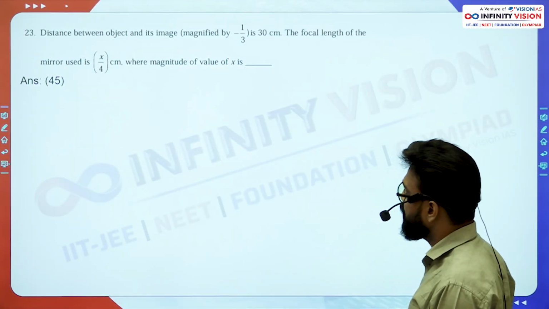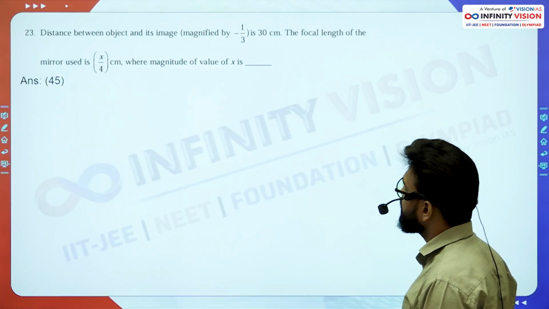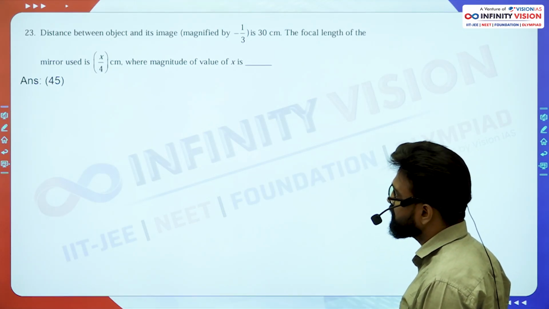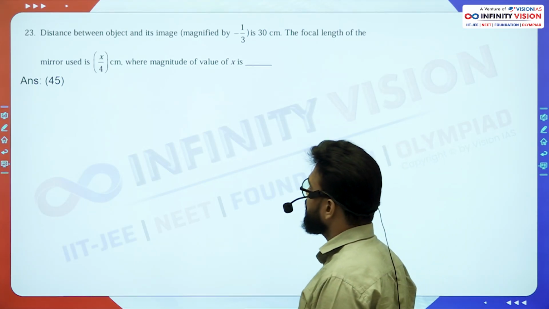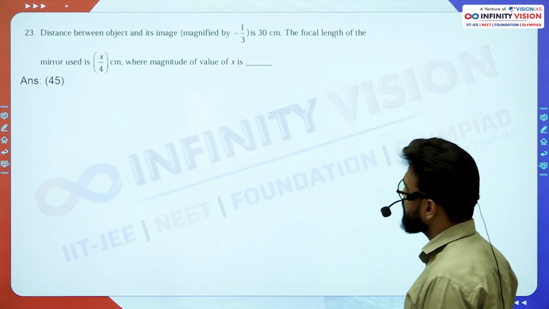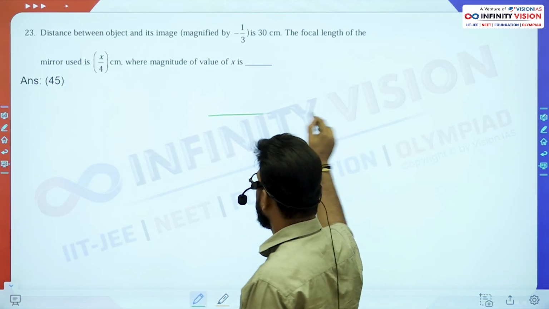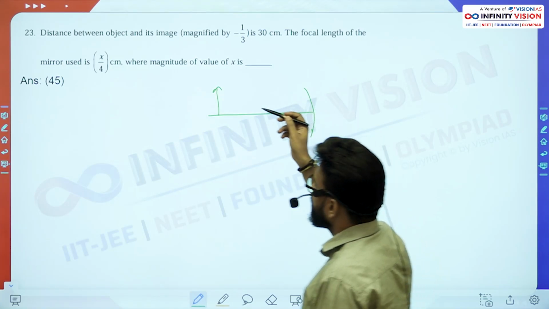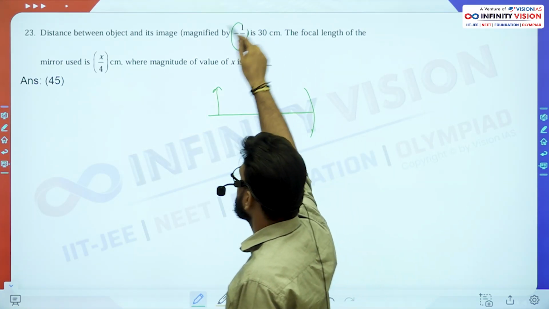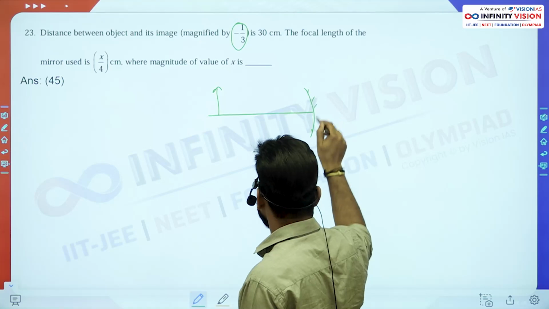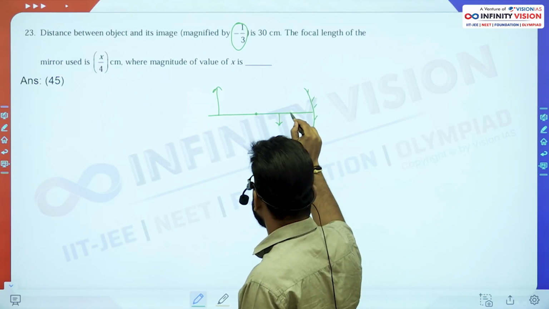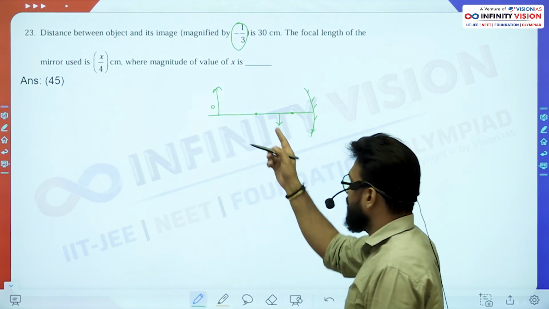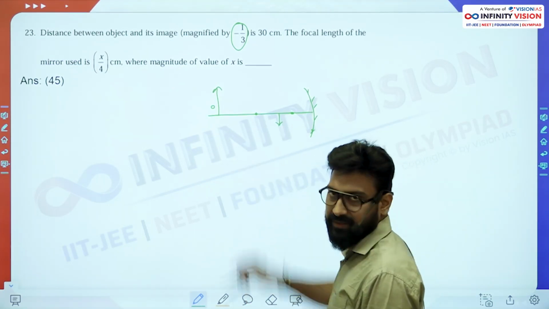Next, distance between the object and its image is 30 centimeter when magnification is minus 1 by 3. The focal length of the mirror used is x by 4 centimeter. What is the value of this x? So I'm going to draw a diagram. Suppose you have been given this mirror. The magnification is minus 1/3. That means it is a concave mirror. You'll get magnification only when the object is beyond C, so you'll get an image between C and F.